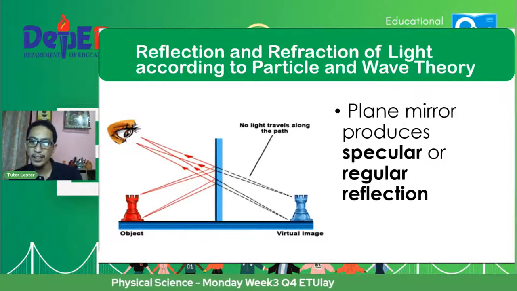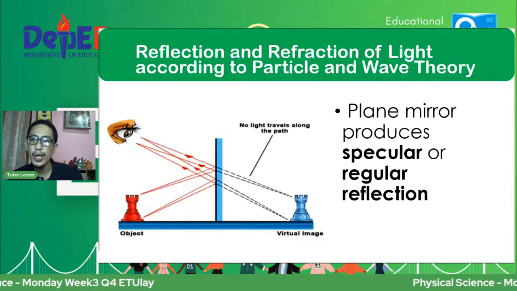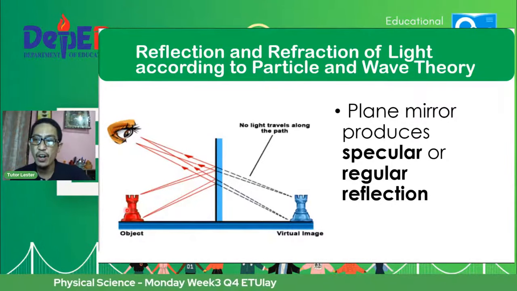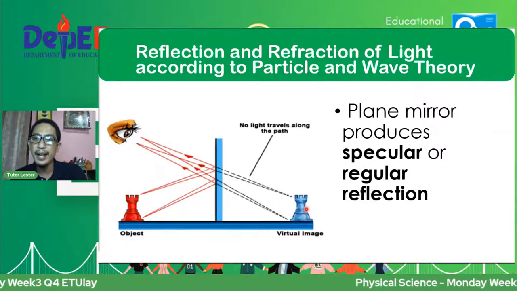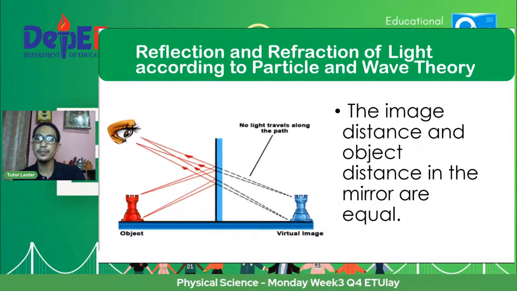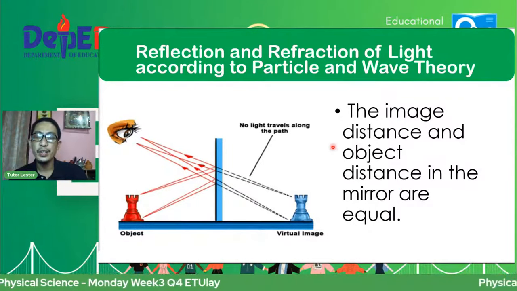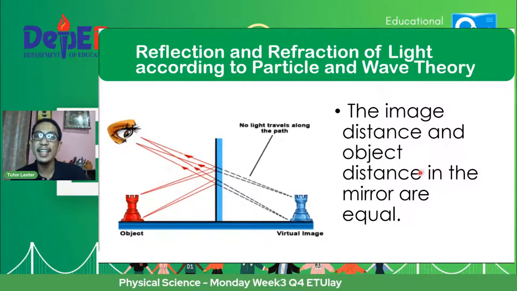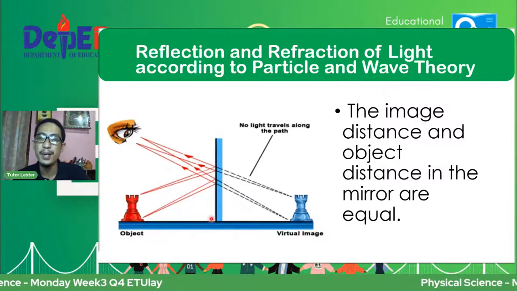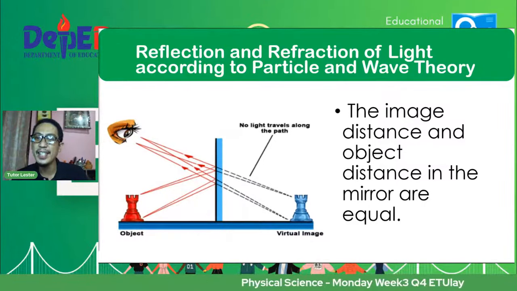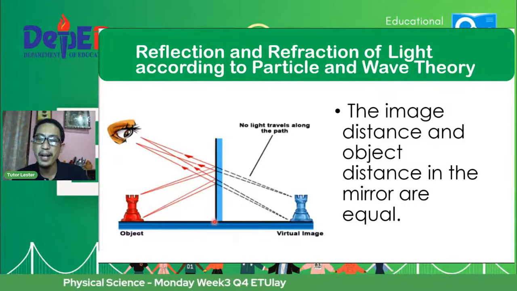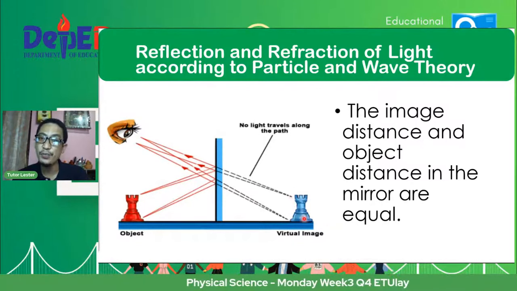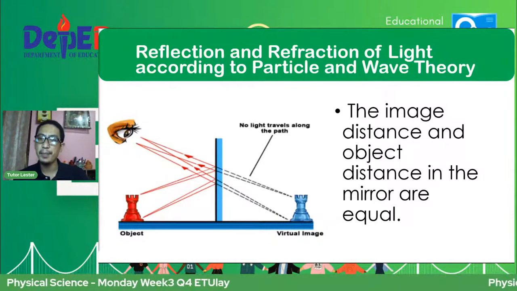When we look at the ray diagram on the slide, we can see that the image of the object is formed behind the mirror. Because the image is formed behind the mirror, the image distance and the object distance are equal. How do we measure the distance? The distance is measured from the object to the surface of the mirror, and also from the image to the surface of the mirror.